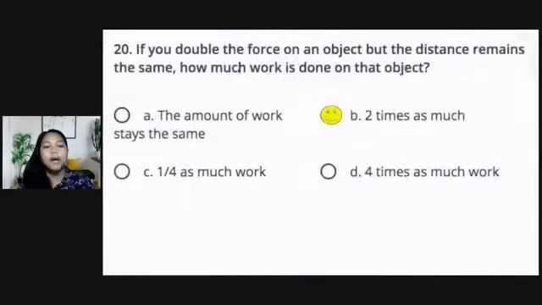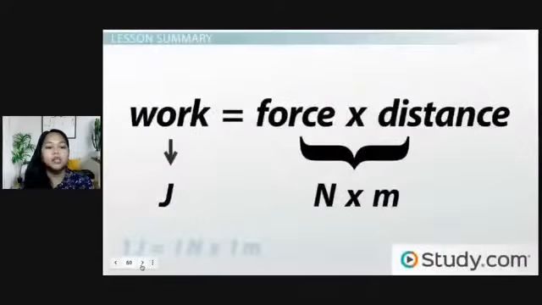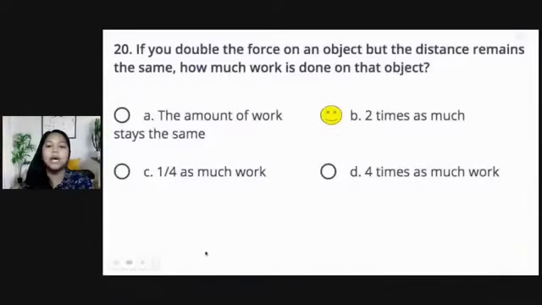Now, going back to the item that you have, if you double the force, but the distance remains the same, how much work is done on that object? We say twice as much because work is directly proportional to your force. So if you double any of this, kung dinoble mo yung force mo or dinoble mo yung distance mo, your work would also be doubled. Okay, so directly proportional lang siya. And so letter B, 2 times as much yung ating tamang choice.